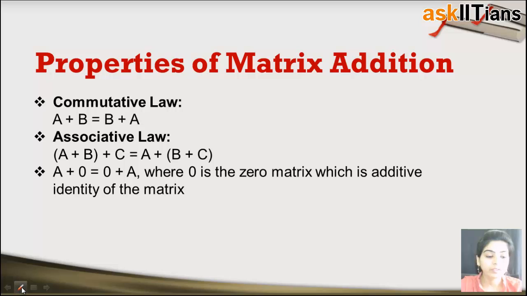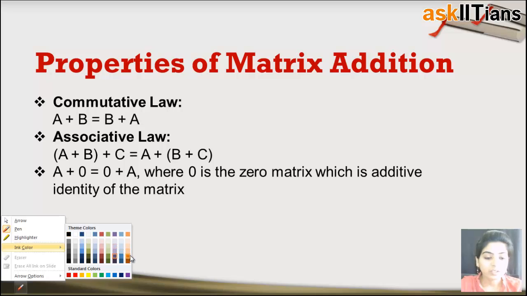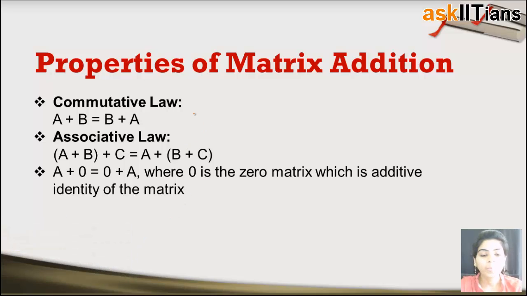Next I have properties of matrix addition. Properties of matrix addition are also quite simple. This is quite obvious. Commutative law holds true. Like we have commutative law in numbers, 1 plus 2 is 2 plus 1. This is known as commutative law. Similarly, the same result holds true in case of matrices.